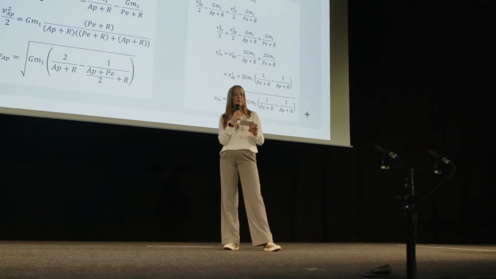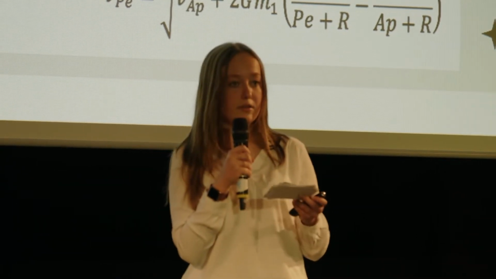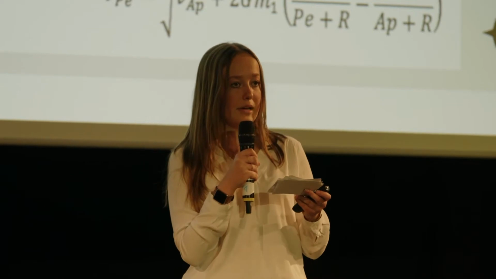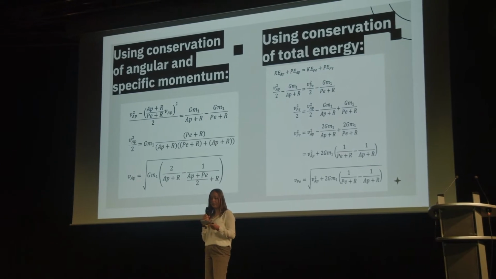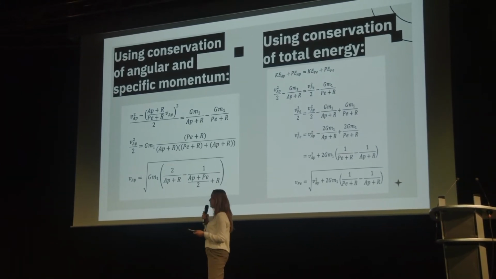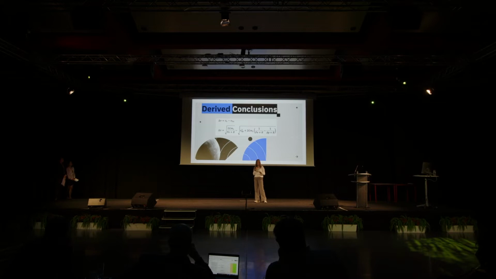So to do this, I used two principles of physics. First, the conservation of angular and specific momentum. As both are conserved in an elliptical orbit, I was able to equate the velocity at one point in the elliptical orbit, the apoapsis, to the velocity at another point in the elliptical orbit, namely the periapsis. I then used the conservation of total energy to rearrange this equation to solve for the velocity at the periapsis. After this, it was a very simple trick of finding the difference between the velocity at the periapsis and the escape velocity needed to escape at that point. So therefore, delta V can be defined as the equation above.